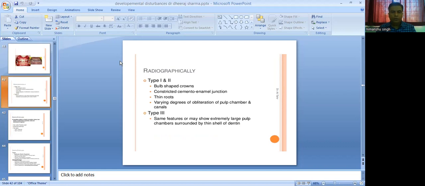Type 3 shows the same features, but with extremely large pulp chambers, which are surrounded by a thin shell of dentin.